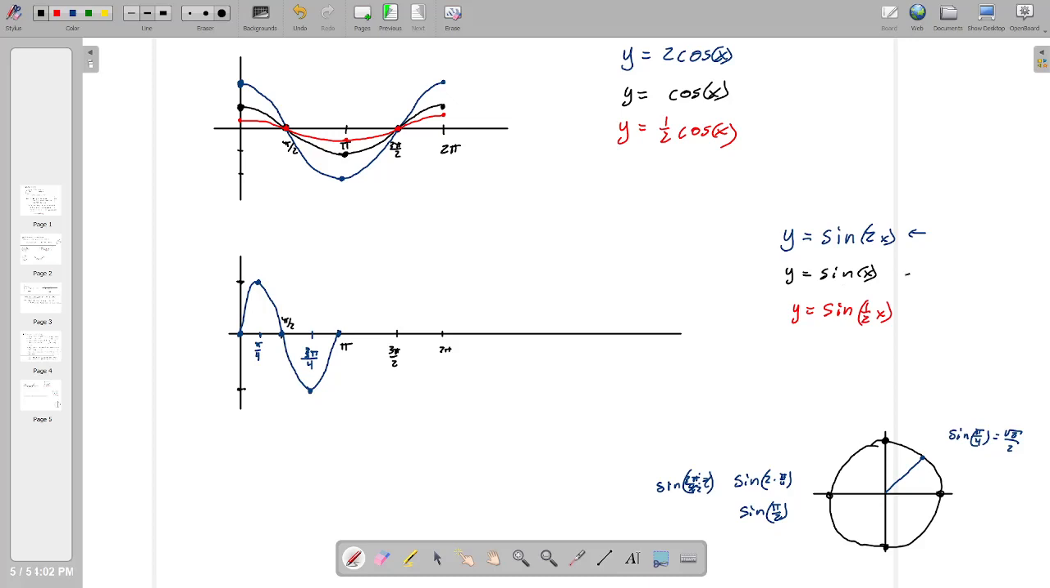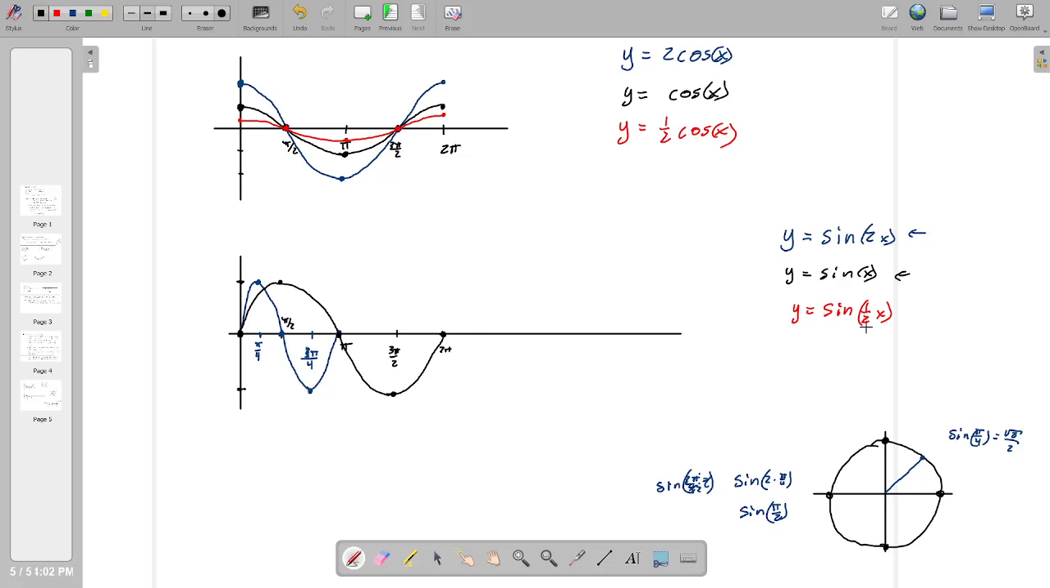Now for the middle curve, plugging in just a normal sine curve. So at 0, we hit 0. At pi over 2, we're at 1. Pi, we're at 0. 3 pi over 2, we're at -1. And 2 pi, we're at 0. So this would be what the normal sine curve looks like. That's the normal sine curve.